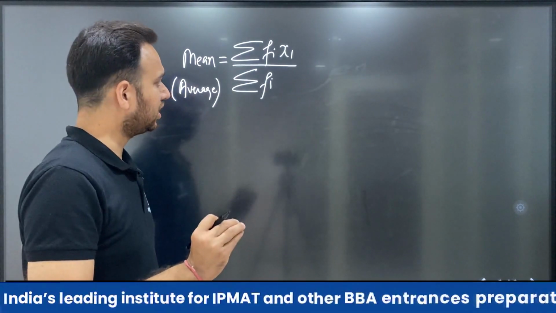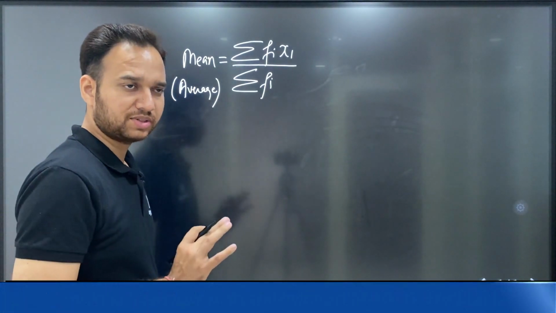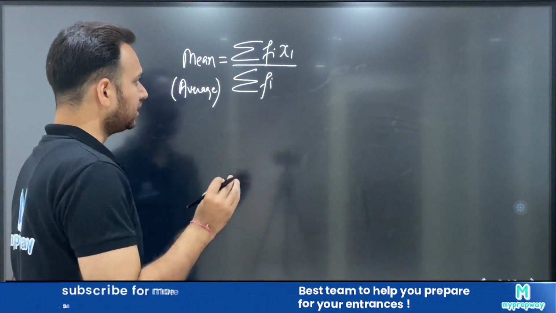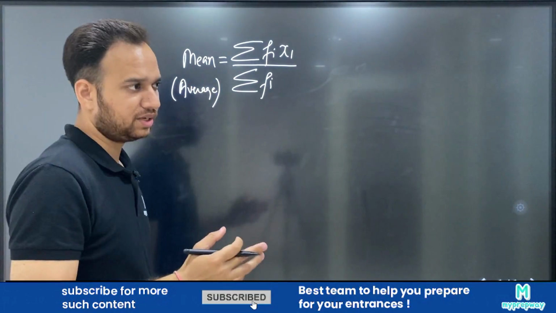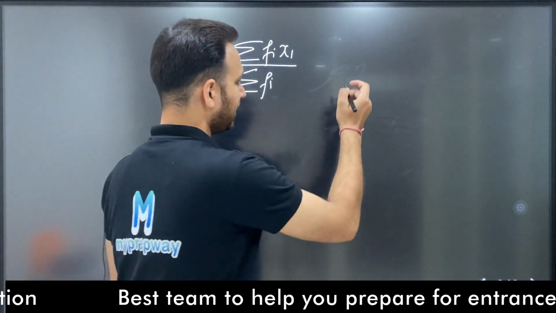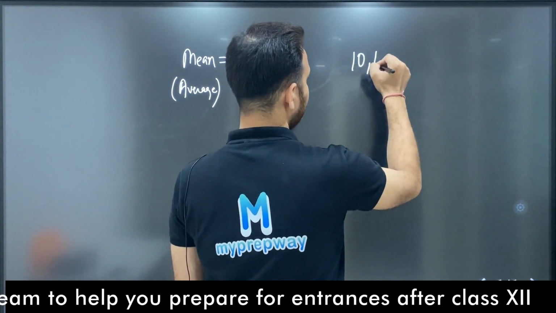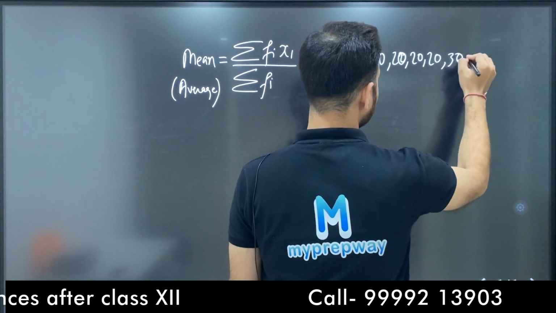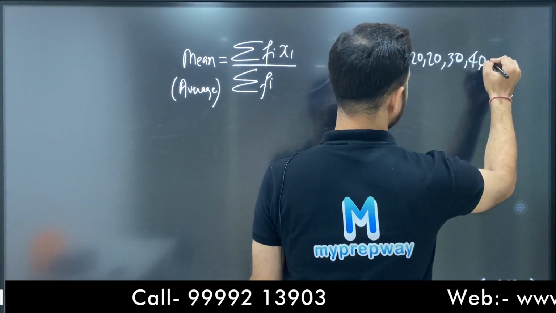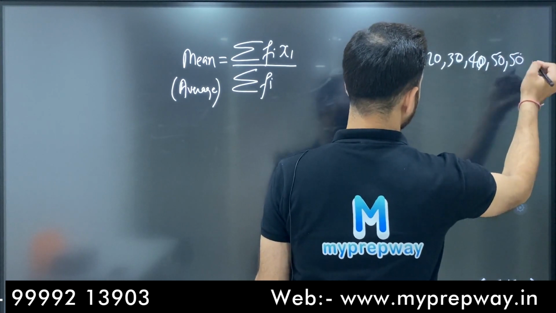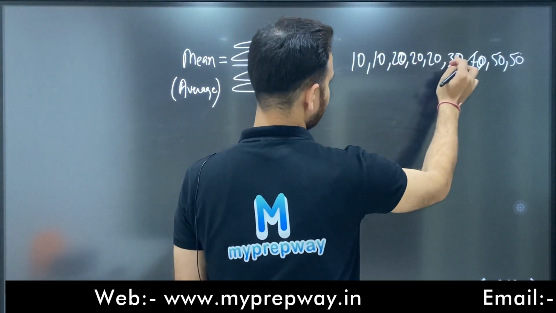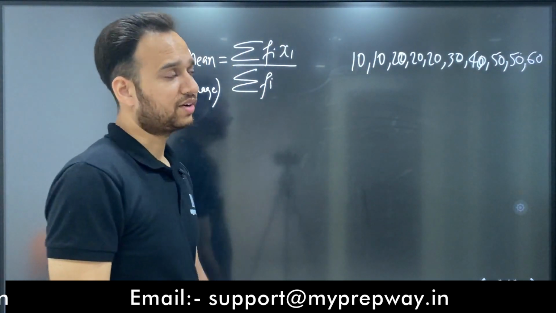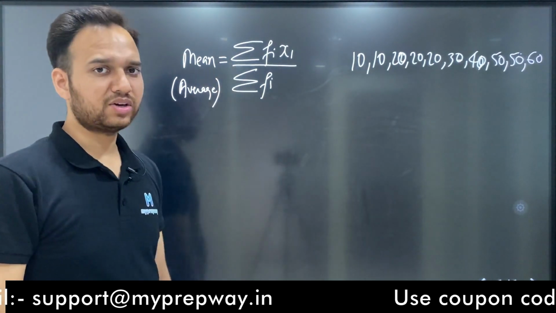And if you are an expert in calculating the average of something, if you have studied the concepts of average thoroughly, then you will definitely be able to calculate the mean of any data, right? For example, suppose I take 10, 10, 20, 20, 20, 30, 40, 50, 50. I've taken this data, 1, 2, 3, 4, 5, 6, 7, 8, 9. Let me take one more, 60. So I've taken this data and I want to calculate the mean of this, right?